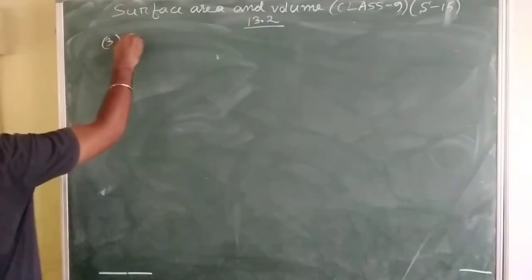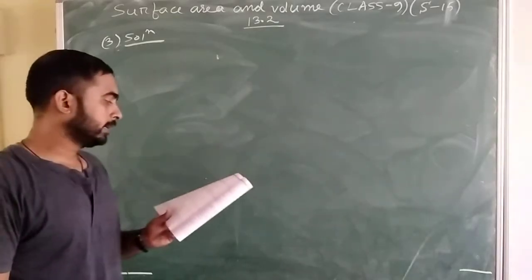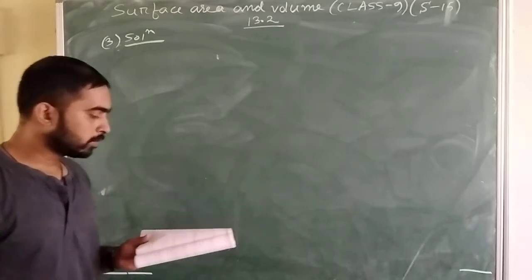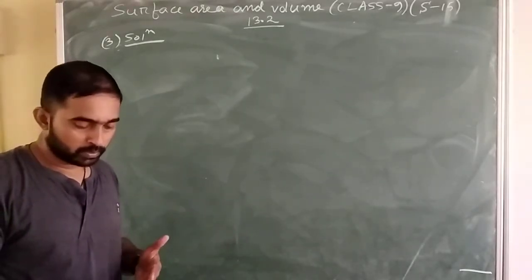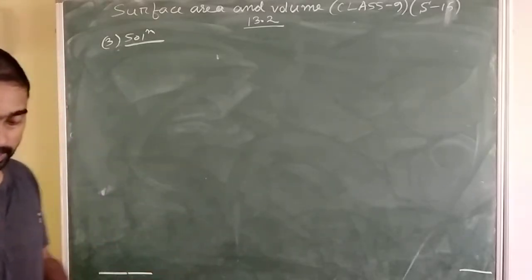Question number 3. Now question number 3 is a long question. A metal pipe is 77 cm long. The inner diameter of the cross section is 4 cm. The outer diameter is 4.4. Find the inner CSA, outer CSA, and then the total surface area.